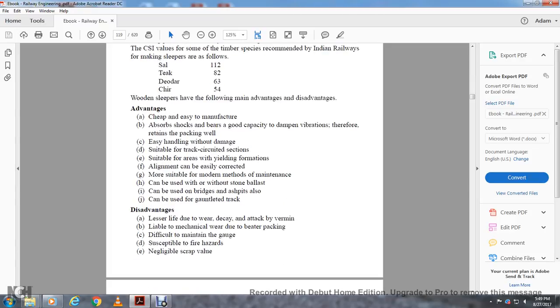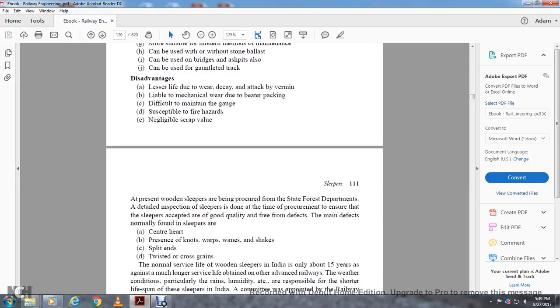The disadvantages: less life due to wear, decay and attack by vermin, liable to mechanical wear due to beater packing, difficulty in maintaining the gauge, susceptibility to fire, and negligible scrap value. As wooden sleepers are being procured from the State Forest Department, detailed instructions for inspection of sleepers are followed at the time of procurement to ensure that the sleeper is accepted with good quality, free of defects.